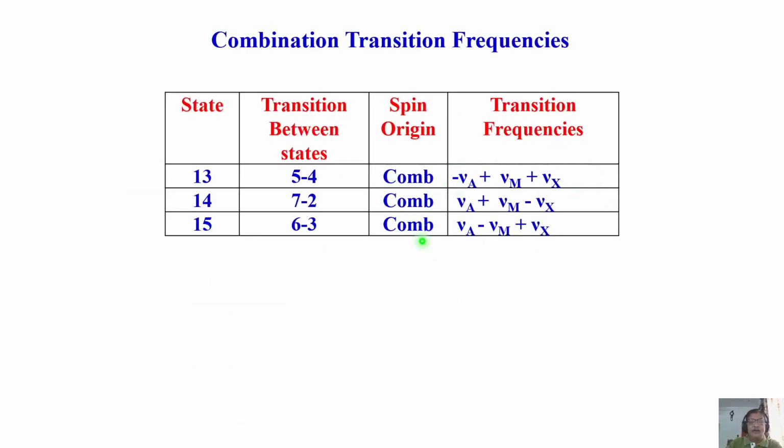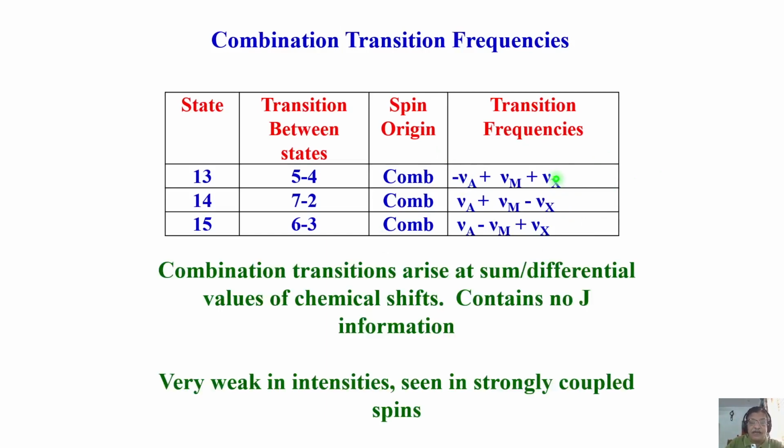What are you going to get here? Look at this parameter. In the previous case, there were JAX, JMX, half of that, all those things were there. Here, nothing. So the combination transitions will not give you coupling information. It only gives you chemical shifts actually. It only arises at some one difference of the chemical shifts. If you find the 5 to 4 combination transition, it comes at the sum of nu M and nu X, and from that nu A chemical shift has to be subtracted. In fact, if you know these 3 combination transitions, you have 3 equations, 3 unknowns, you can solve it and get the chemical shift of all the 3 easily.